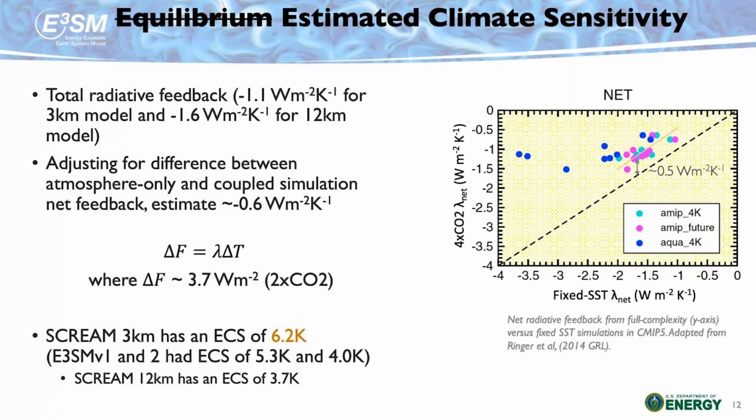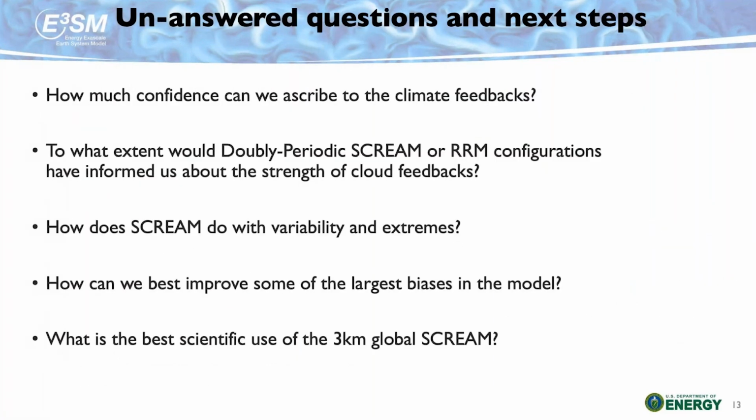But there's still, of course, a lot of questions. That's how much confidence can we ascribe to these climate feedbacks? And that's what we're investigating right now. Now that we've run a global 3 kilometer model and calculated the cloud feedbacks, the big question is to what extent we can use cheaper, much more affordable versions of SCREAM, for example, the doubly periodic SCREAM or the regional refinement configuration, which Peter Bogenschutz will be talking about next at All Hands. Whether we would have been able to use these and run a series of experiments to give us a good sense of what the strength of the cloud feedbacks were if we run these idealized plus 4K experiments with those configurations as well.